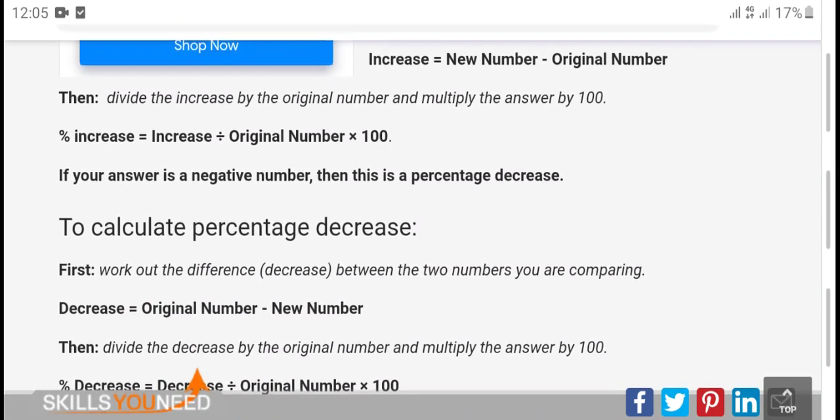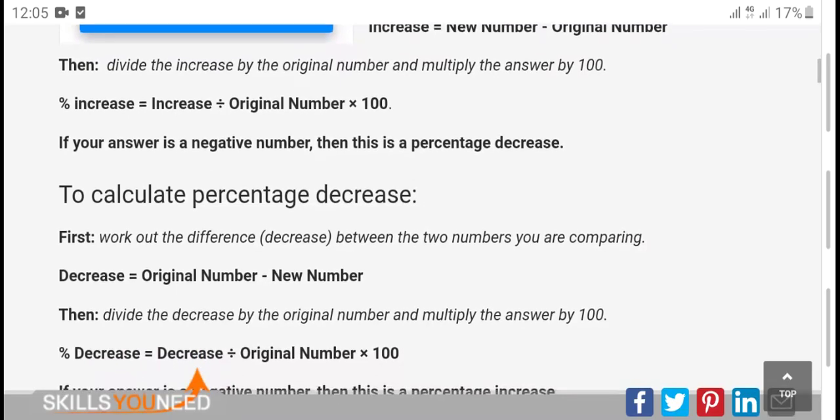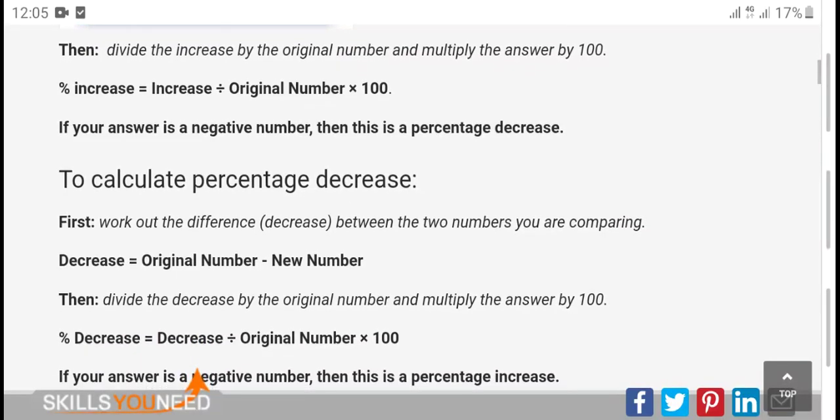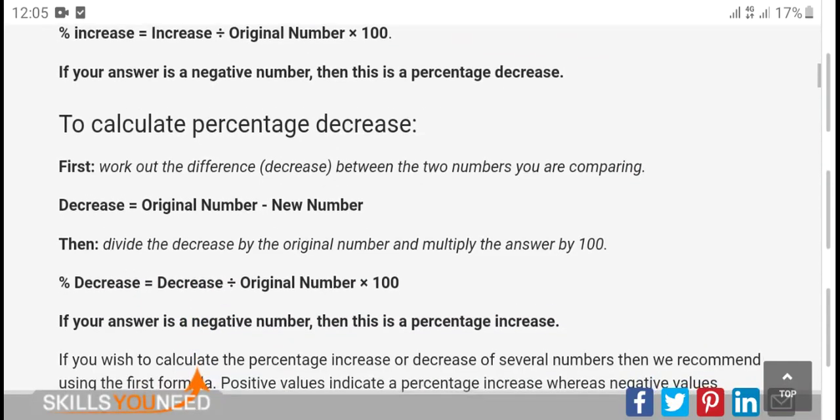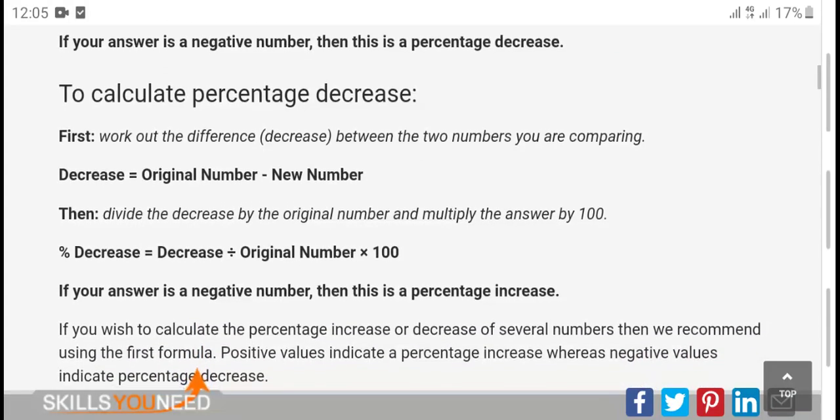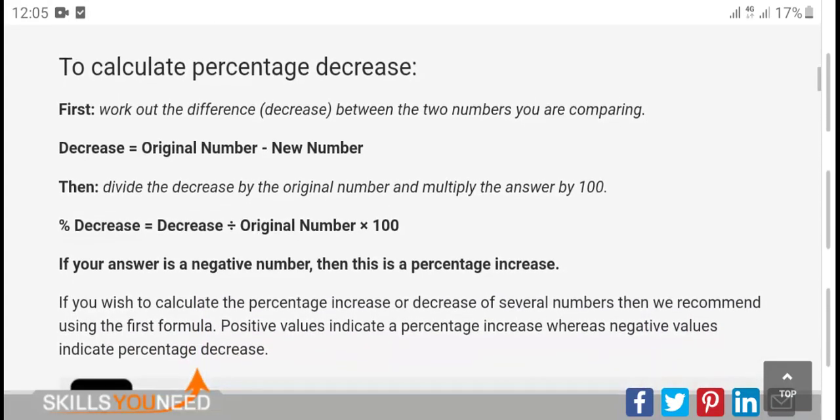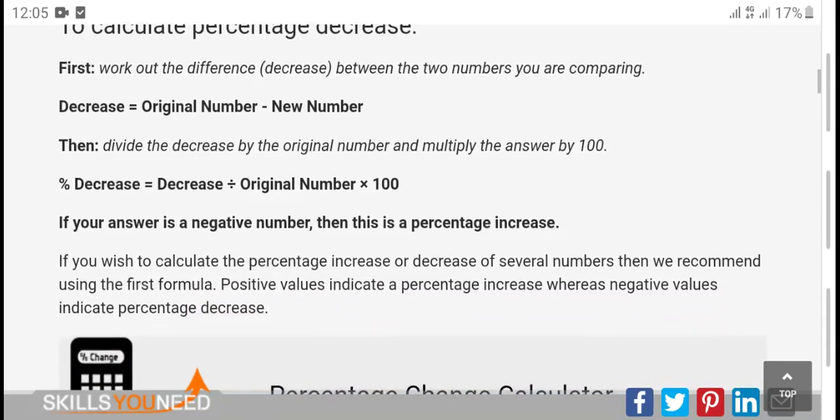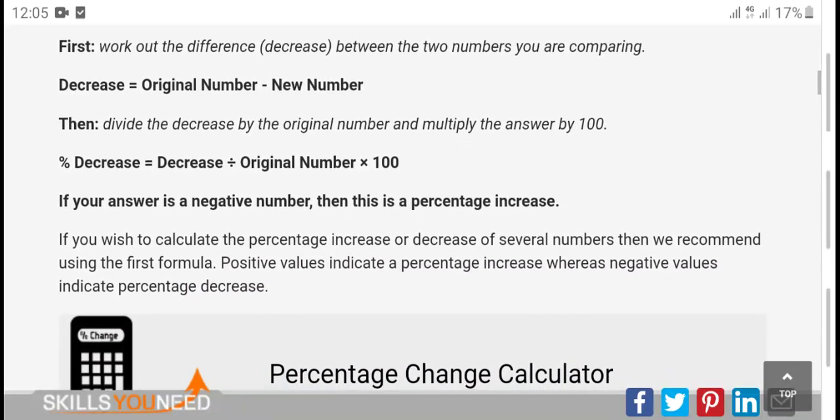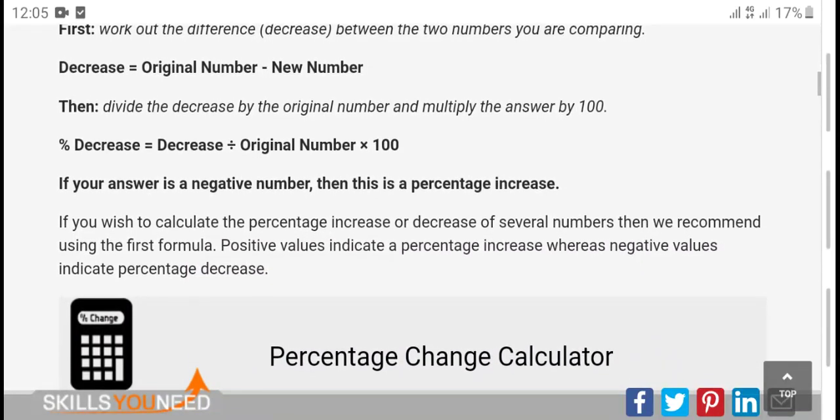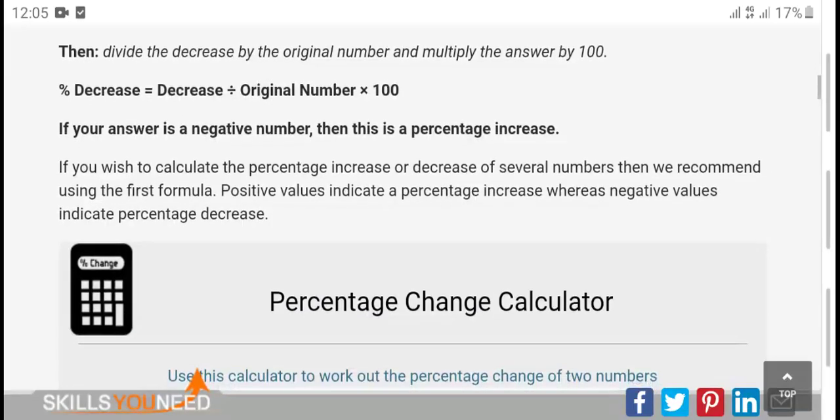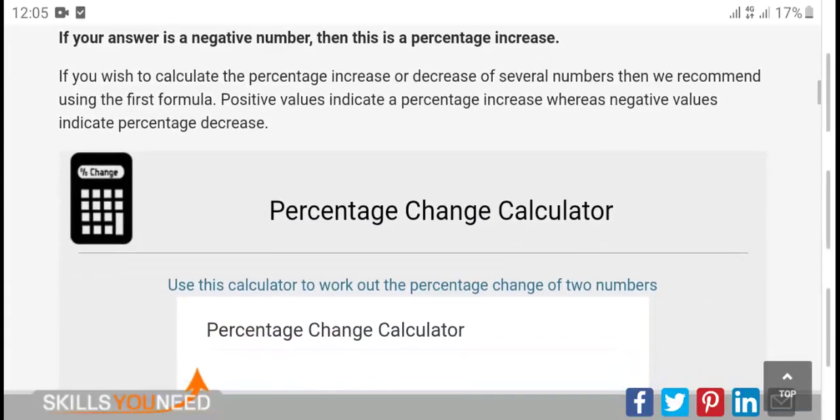First, work out the difference between the two numbers you are comparing. Subtract the original number from the new number. Then divide by the original number and multiply the answer by 100. If your answer is negative, this is a percentage decrease.